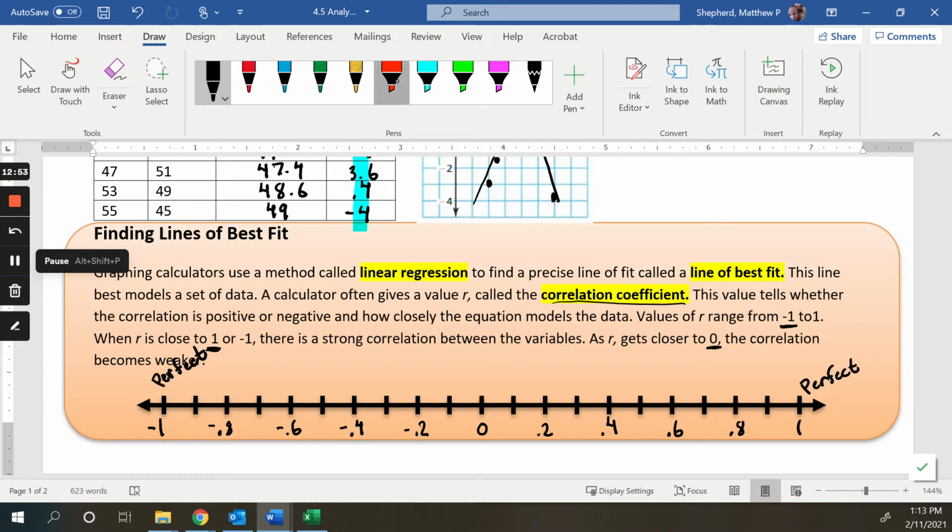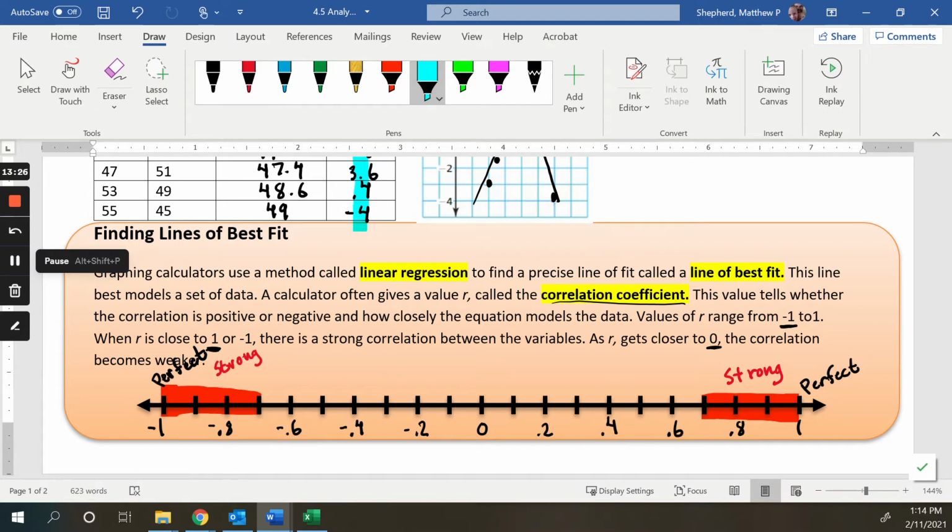Now, anything in between a 0.7 and a 0.9, so going from about there to there, I am going to call that strong. So that section would be a strong positive correlation. The same goes for on that side. This would be strong but negative. It's a strong negative correlation.